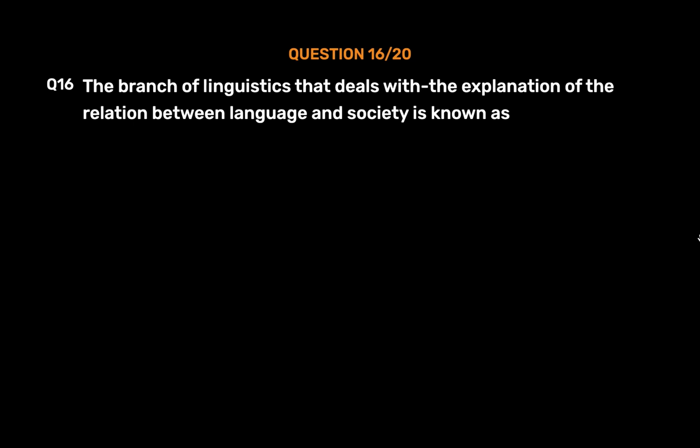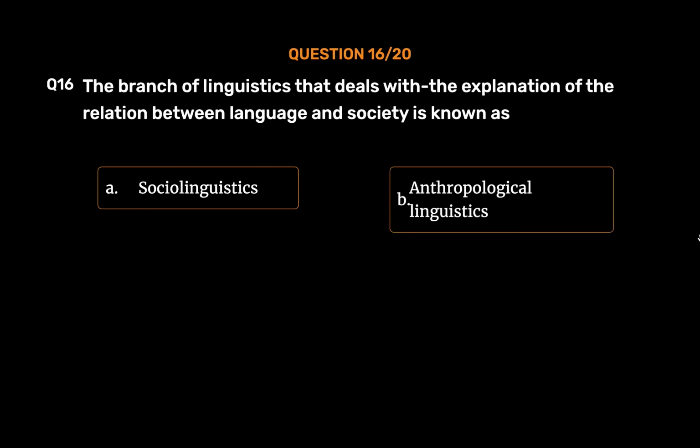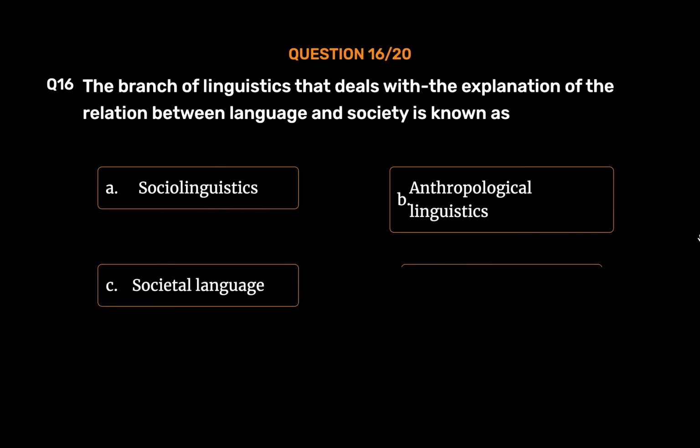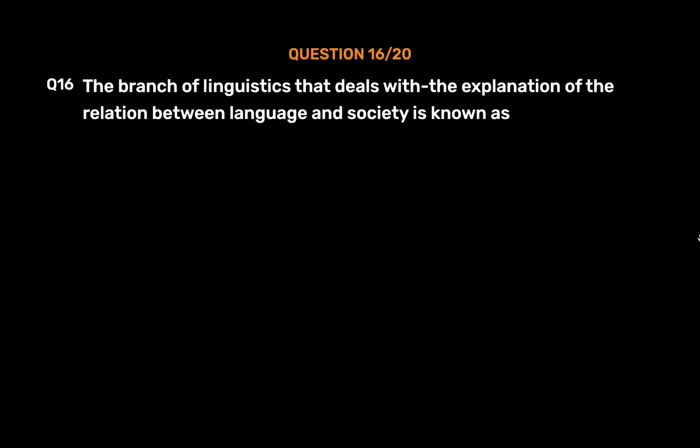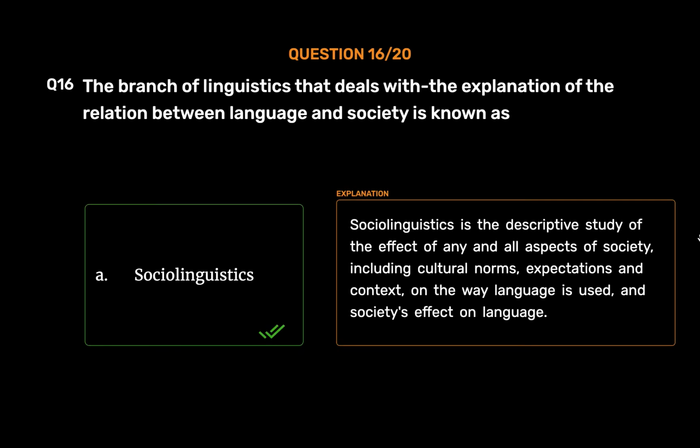Question number 16. The branch of linguistics that deals with the explanation of the relation between language and society is known as Option A. Sociolinguistics. Option B. Anthropological linguistics. Option C. Societal language. Option D. Psycholinguistics. The correct answer is Option A. Sociolinguistics. Sociolinguistics is the descriptive study of the effect of any and all aspects of society, including cultural norms, expectations and context, on the way language is used, and society's effect on language.